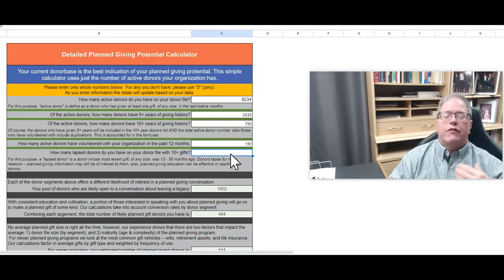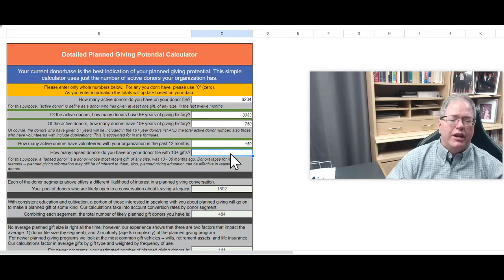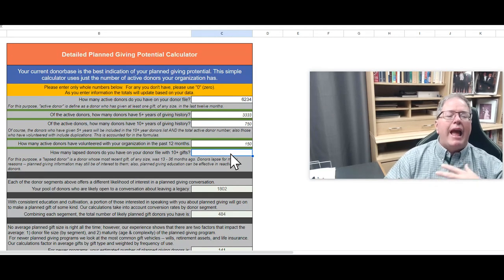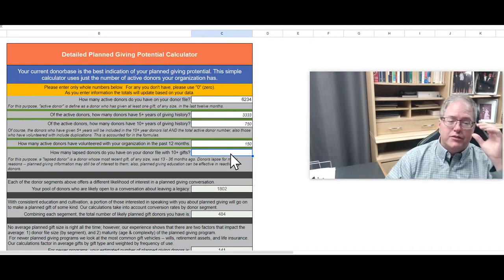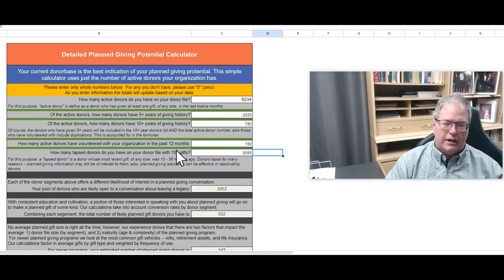So you're changing the narrative from asking them to educating them and sharing opportunities and options about a legacy and supporting them through their will. So you're not after their cash now. You want to talk to them about leaving a legacy through a gift through their will. So how many lapsed donors do you have on your donor file with 10+ gifts? Well, that could be a huge number, but we're going to put in here that it's 5555. Whoa, that's too many there. It's not that big. All right, and then we're going to take away.